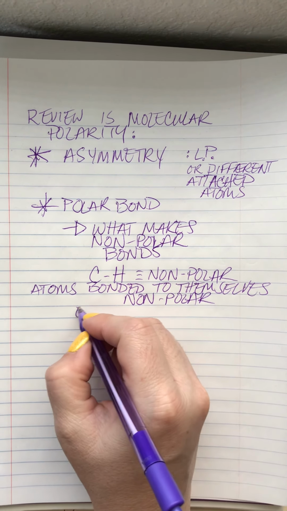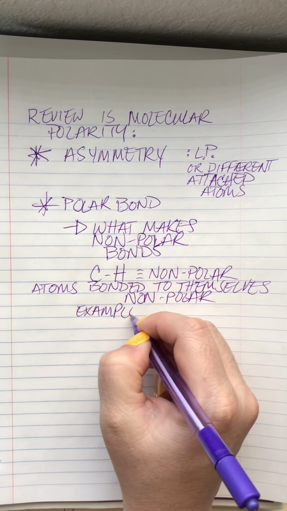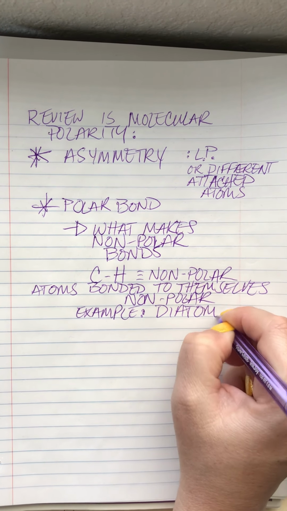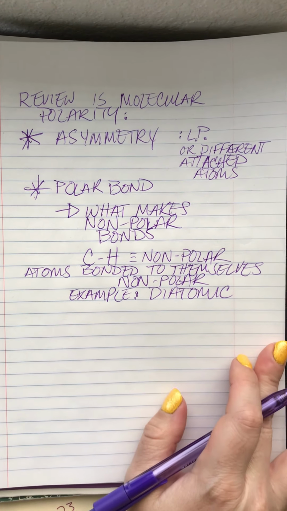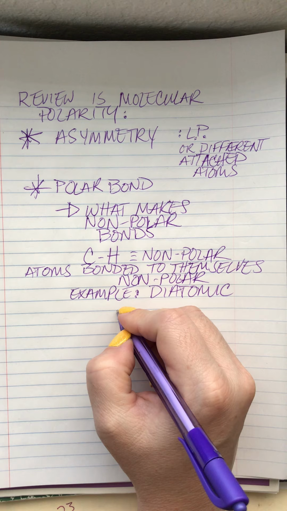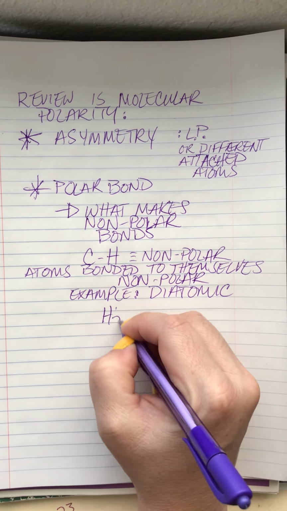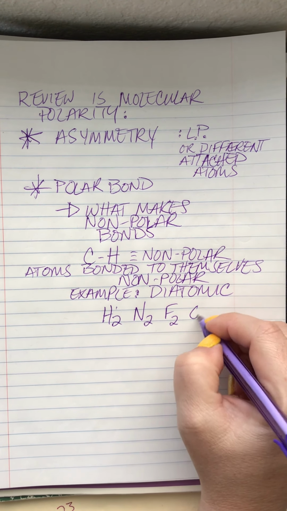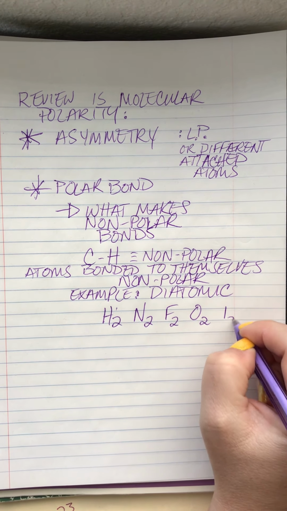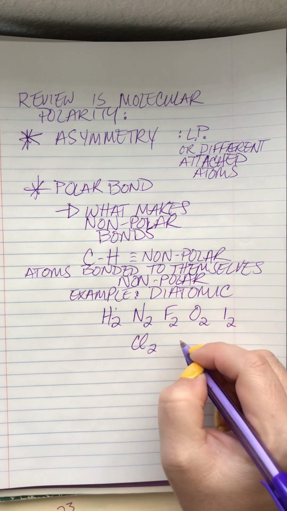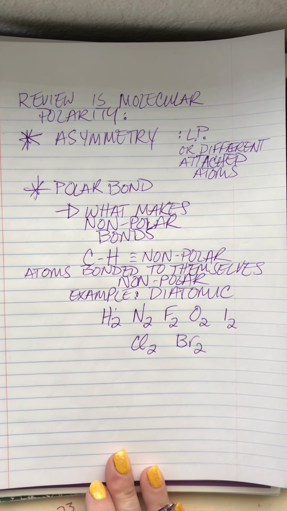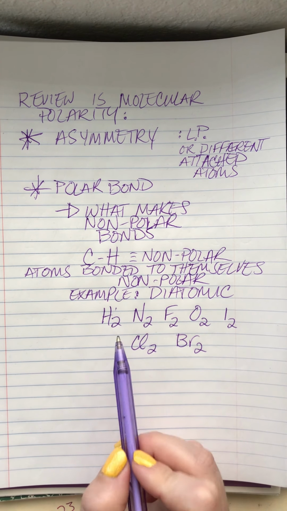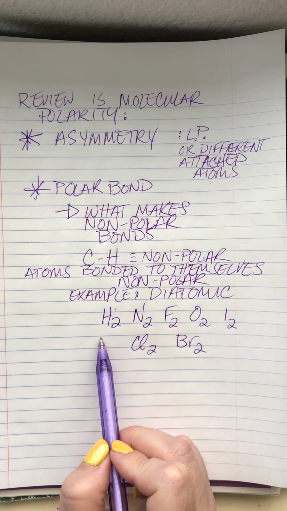Right, so an example of this would be any of the diatomics. So what are our diatomics? Oh, like O2? Is it the ice cold beer thing? No fear of ice cold beer, right? So every single one of these guys is just bonded to itself, right?